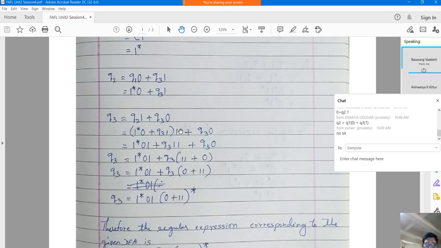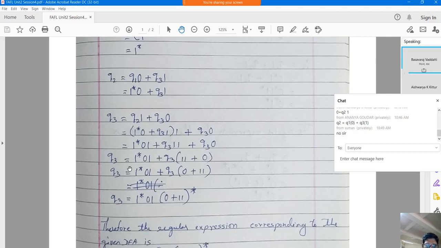Now I am doing the concatenation here. That is 1 star 0 is concatenated with this one. That will lead to 1 star 0 1 plus, where plus means union, Q3 1 is there already. That is concatenated with 1, that is Q3 1 1. Q3 1 1 plus Q3 0.